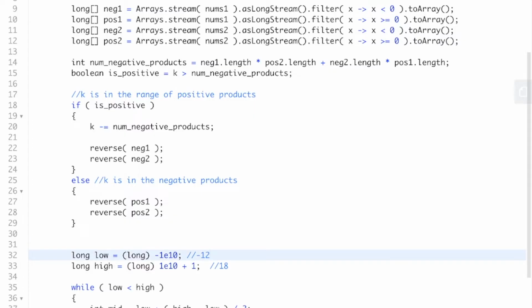I don't even know if I should mention it, but because we know whether k is in the range of the positive products or the negative products, we could set our high accordingly. If it was in the negatives, we would set our high to the maximum negative product, which is the highest of the negative products. And same thing for the positives: we would set our low to the lowest positive product and our high to the highest positive product in our arrays. And that would be really optimal.